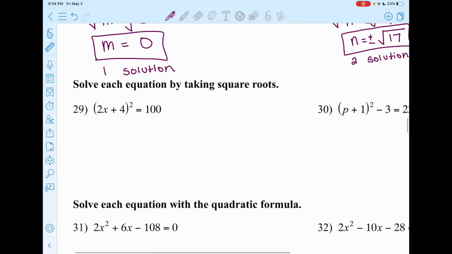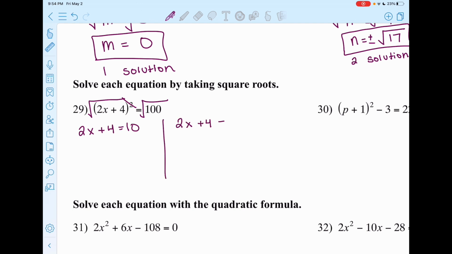In number 29 and 30, I am also using square roots to solve, and we need to make sure that our parentheses with the square are the only things on that side before we square root. So notice how the 2x plus 4 squared is the only thing on the left side. So now I'm going to square root to get rid of the square. The square root of 100 is 10, but it could also be negative 10. So I need to solve this twice, once for positive 10 and once for negative 10.